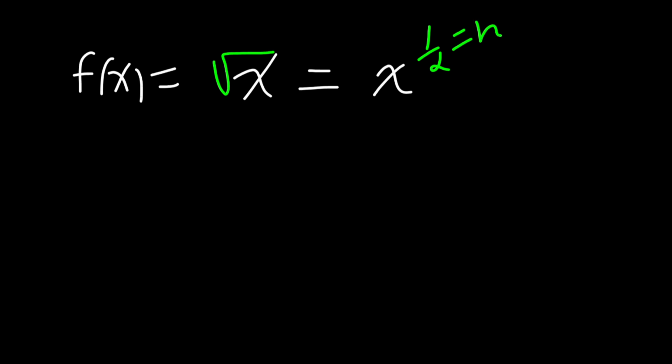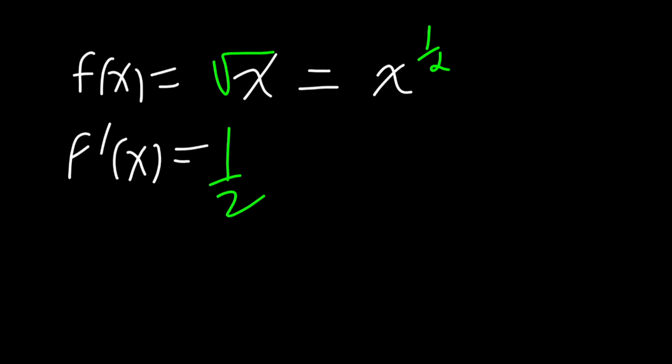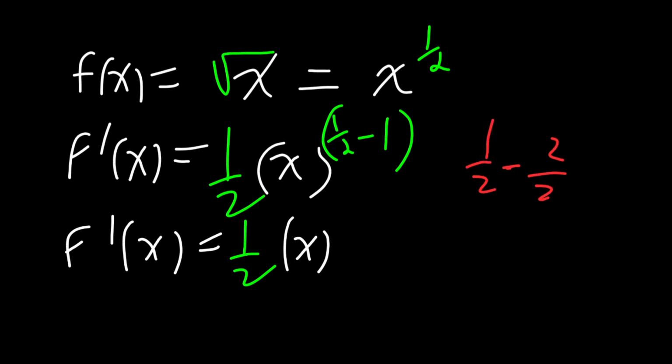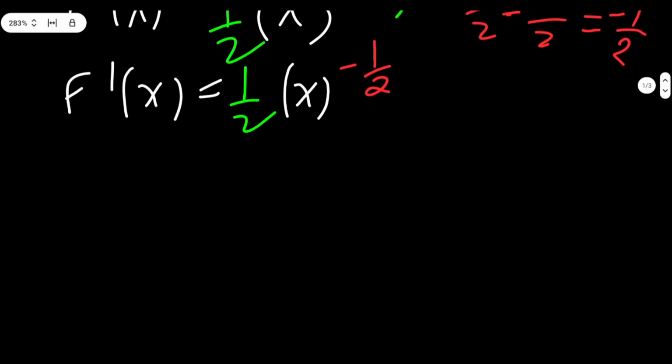Right, this is our n. We're going to multiply our n to the front. F prime of x equals, bring it to the front, 1/2 x. Now our n minus 1, right? What's this going to be? This is tricky. 1/2 x to the, let's do it over on the side, 1/2 minus 2 over 2 equals negative 1/2. Yes, negative 1/2. Now, on your test, you're going to have to simplify it even more.